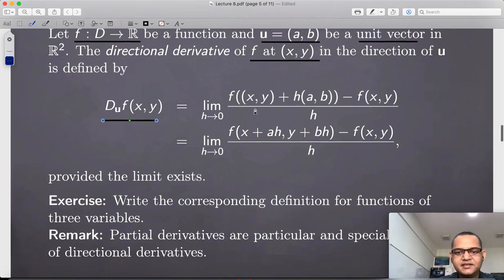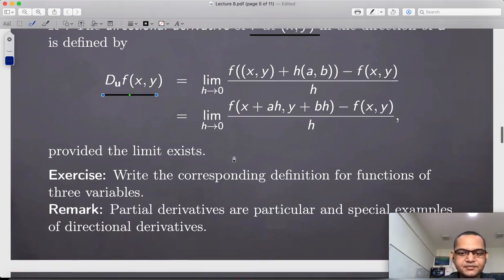You can rewrite this again, because this is just the addition of two vectors, so you can also write it in this fashion. What you need to worry about is whether this limit exists or not, and what it is doing. Like in the case of fx and fy, this tells you how the function is changing in the direction of (a, b) from a given point.